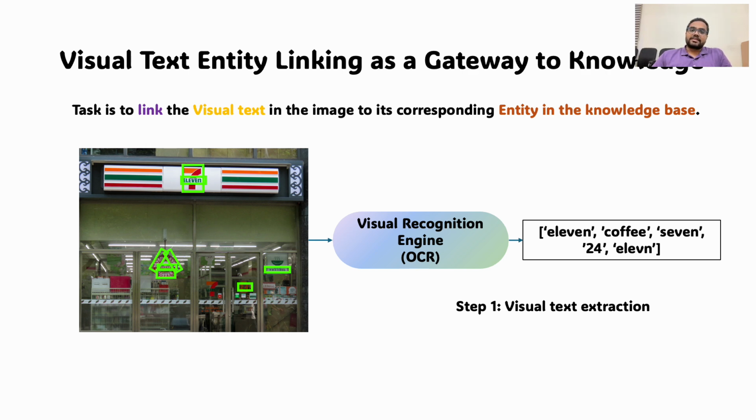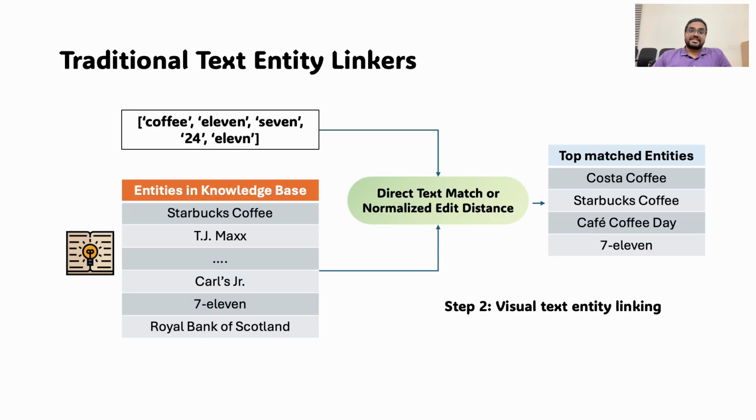To this end, we first extract the visual text from the image using a visual recognition engine, basically an OCR engine. Specifically, we use DBNet for visual text detection and Parseq for visual text recognition. Both of these are open-sourced, recent state-of-the-art models for text detection and text recognition respectively, to extract the visual text present in the image. Once the visual text is extracted, we can leverage traditional text-based entity linkers such as direct match or normalized edit distance to rank and retrieve the correct entity among the entities in the knowledge base.